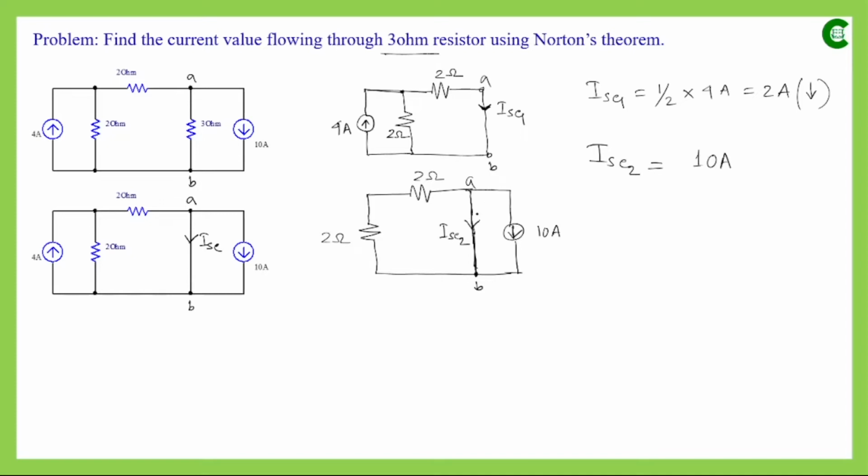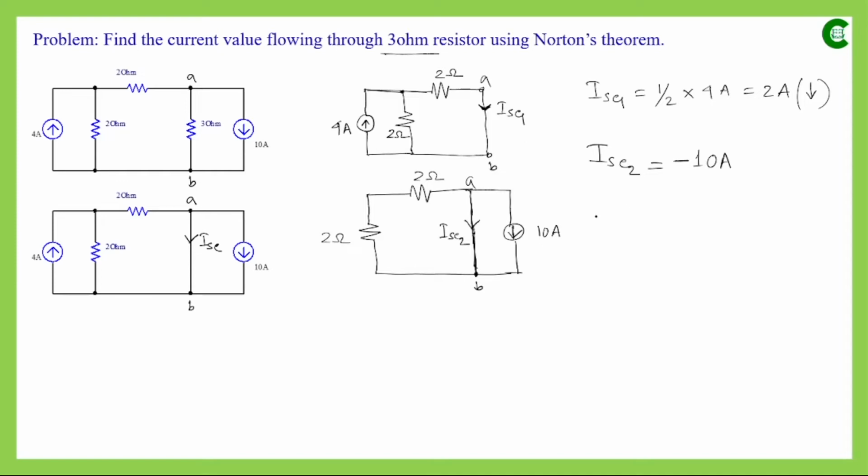Since the assumed direction of this current ISC2 was downward, and as per the direction of this 10 ampere current, the current through this shorted path will be upward. That means as per our assumption, the current value will be negative, so it will be minus 10 ampere.